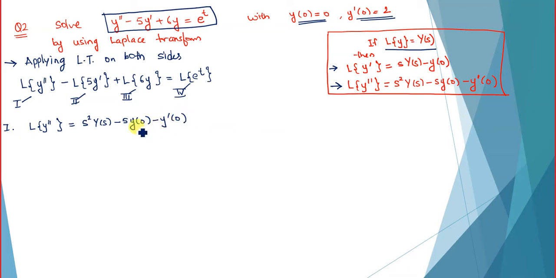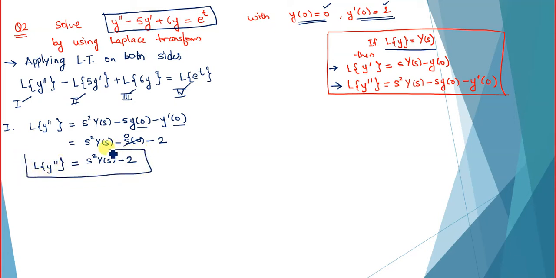of 0. Now we can see this y of 0, y dash of 0, the values are available here in the question. Substitute it. This gives you s square Y of s minus s times y of 0, the value is 0, minus y dash of 0, the value is given as 0. So s multiply 0, this term cancels, becomes 0. So we are left with s square Y of s minus 2. Okay, this is the value of Laplace of y double dash, the first value.